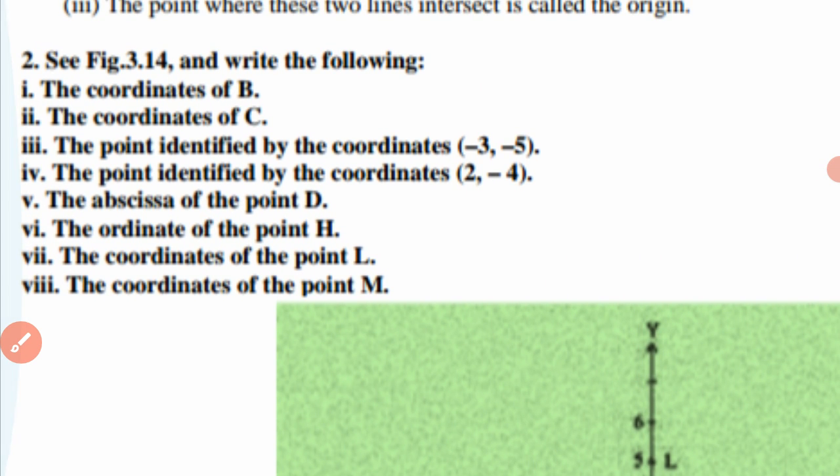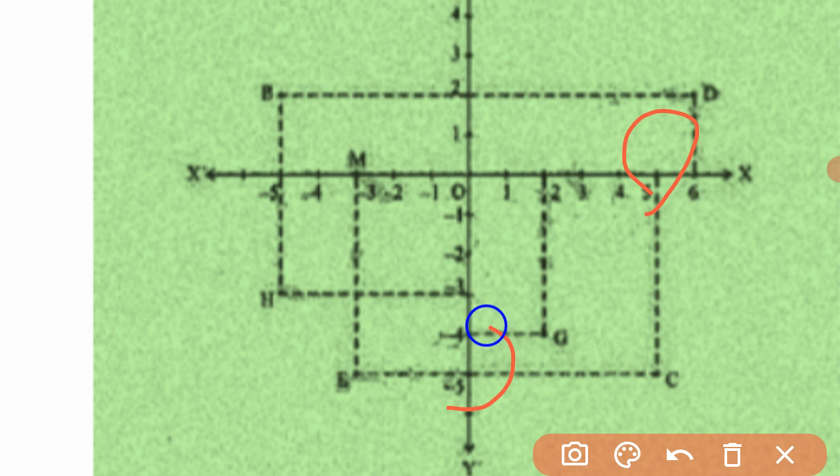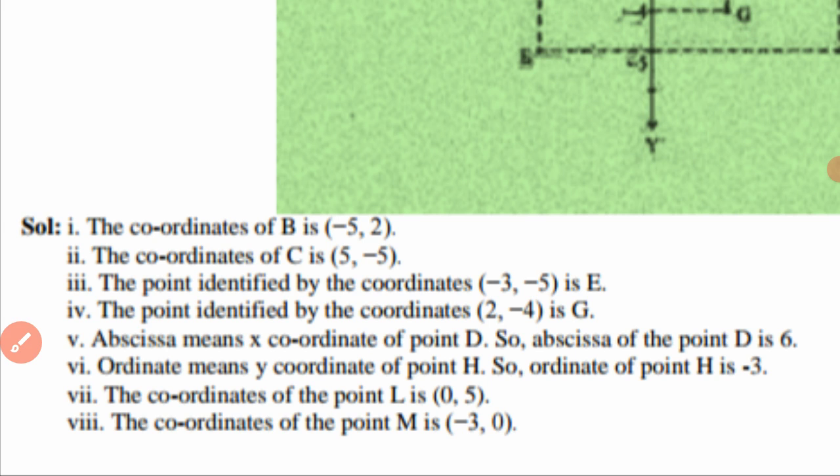Now after this, see the second part. In the second part we have the coordinates of C. Here we can see the coordinates of point C. The coordinates of point C are 5 and minus 5. So in the second part we can say the coordinates of C are 5 and minus 5.